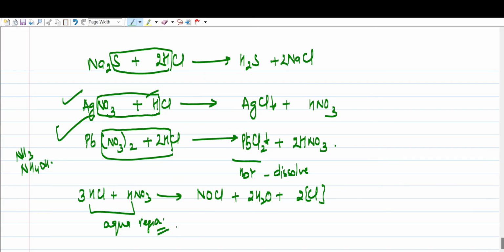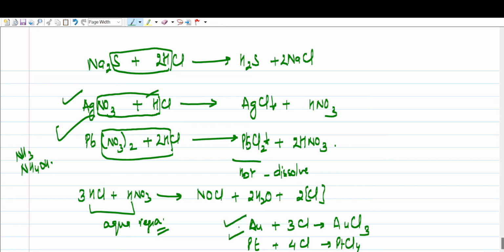This royal water dissolves gold, so gold will dissolve in this, right, and you will get AuCl3. And if you take platinum, then platinum will also dissolve, and will form PtCl4. So in order to dissolve gold, in order to dissolve platinum, aqua regia is used. Is this clear, children? Okay, so these are the chemical reactions, children.